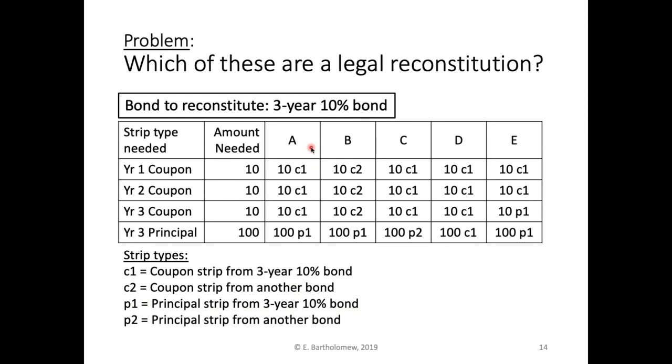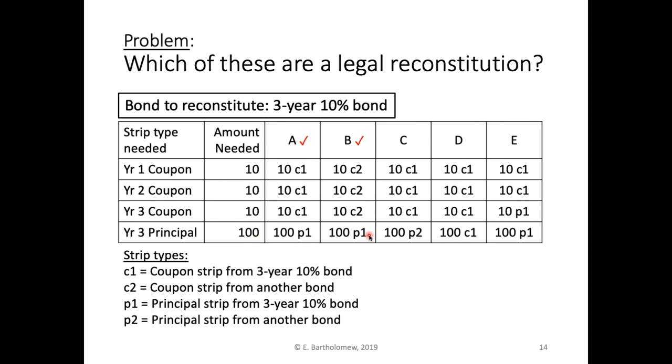So what's legal? Case A is legal. So we've got coupon strips from the original bond. They didn't need to be from the original bond, but they are. And importantly, the principal strip comes from the original bond, the 3-year 10% bond. So A is legal. What about B? Well, here the difference is the coupon strips came from another bond, from bond 2. But that's okay, because coupon strips are fungible across bonds. And the principal strip came from the original bond, so that's legal as well.